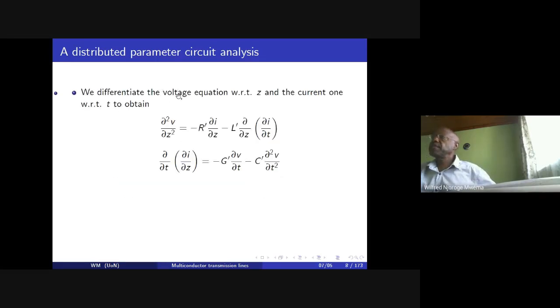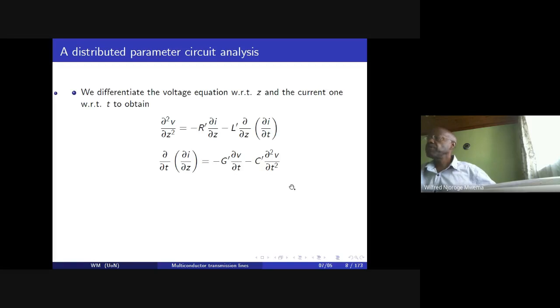So we differentiate the voltage equation with respect to z and the current equation with respect to time to obtain the following: d2V/dz2 is equal to minus R prime dI/dz minus L prime d/dz of dI/dt. And for the current, which we are differentiating with respect to time, we get d/dt of dI/dz equal to minus G prime dV/dt minus C prime d2V/dt2.